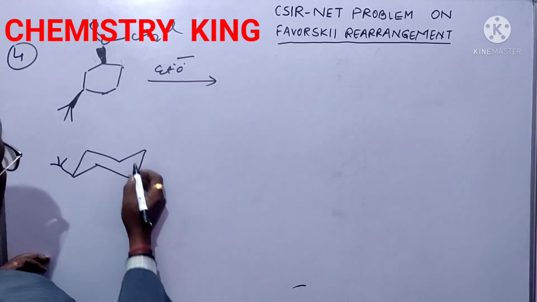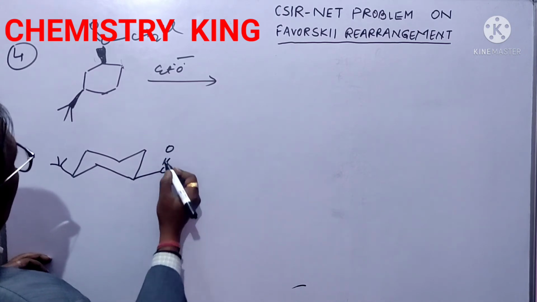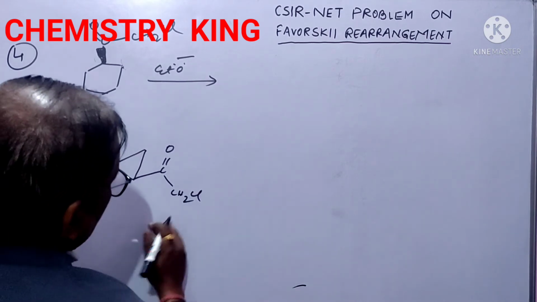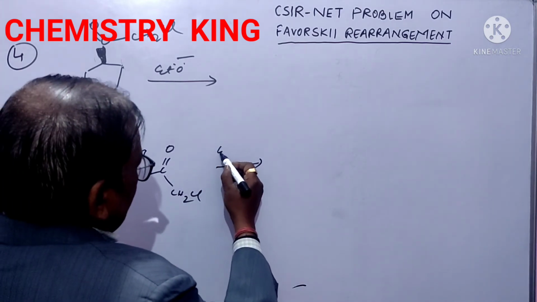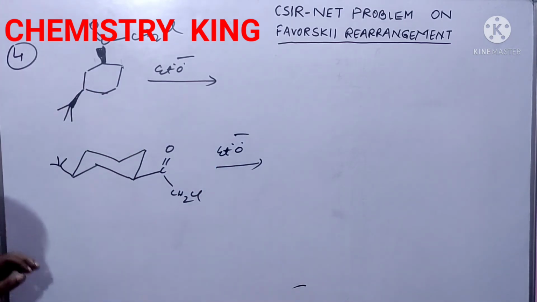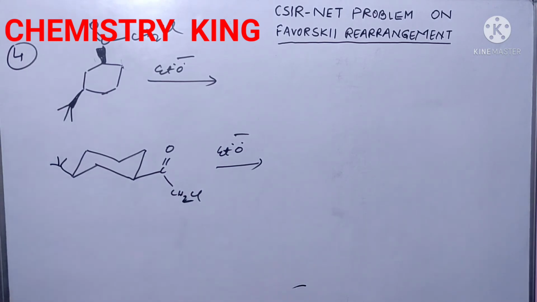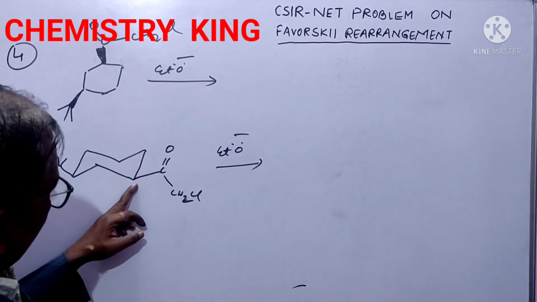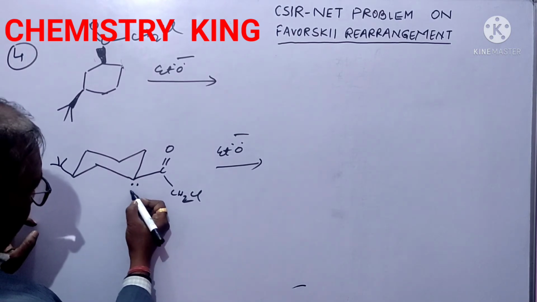And it is up. This is up. C double bond O, CH2Cl. Okay? Now base is taken, EtO minus. Then what will happen? It is keto group. Hydrogen is extracted from here. Okay? This is produced.